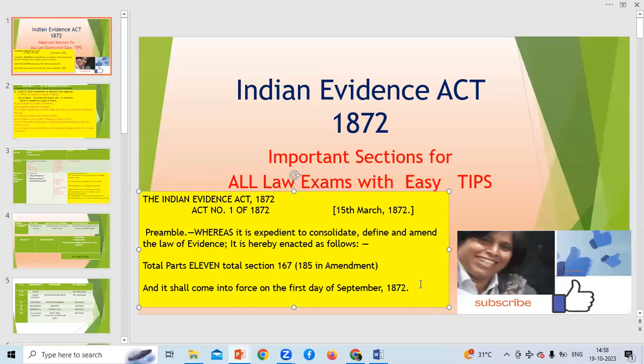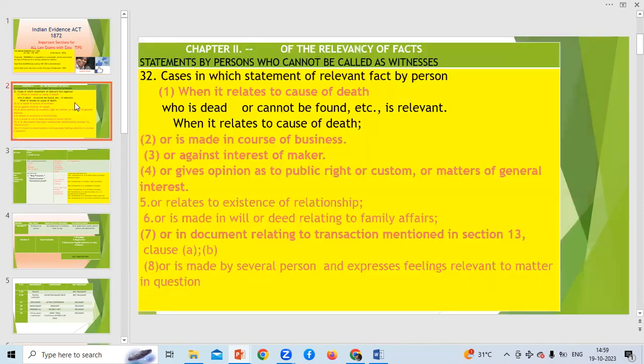So there are a total of 11 parts and 167 total sections. But it all comes to a total of 185 with amendments. As you know, the IT Act came into force in the year 2000. Due to this, some sections were amended and added to this act also. So total sections are 167, but with amendments it comes to 185. With this, we go for the first slide.